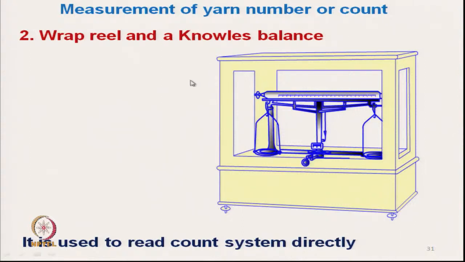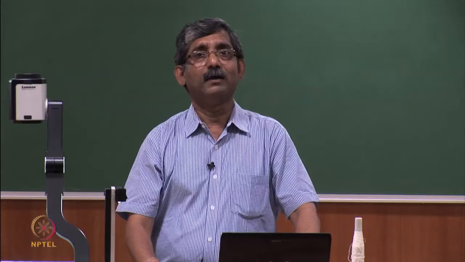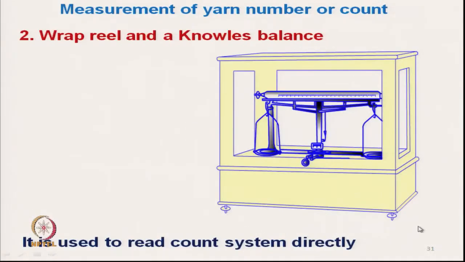be aware that nowadays we do not use this system in industry, because an automatic electronic system is available, a computer controlled system is available, and we can directly get the count. But in early days this Knowles balance was very helpful to get the direct yarn count.